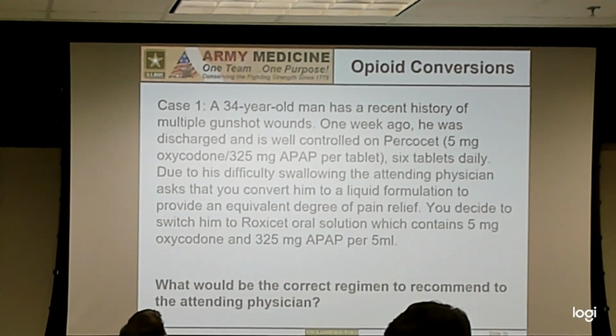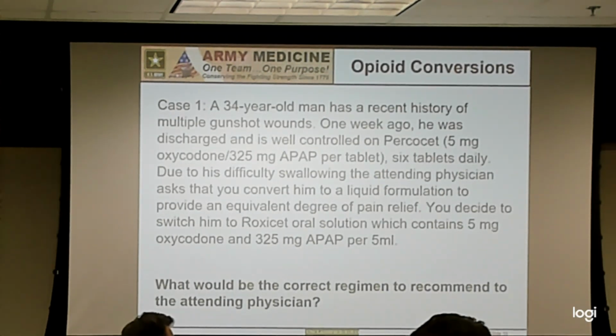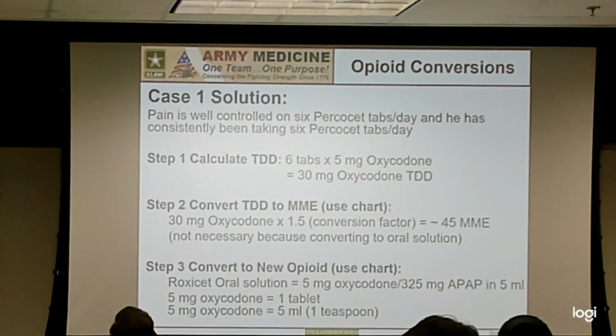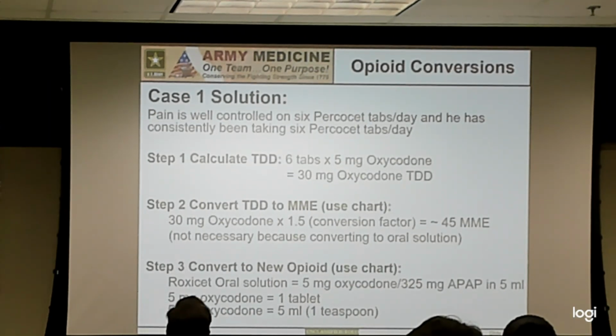Okay, this is another case very similar to what we just did. I can let y'all sit on it, and if you have questions, you can come to me, but I'm going to go to the solution on how it works and what you would need to do. This patient is taking 6 Percocet a day, and the oxycodone portion of it was 5 milligrams, so 6 times 5 is 30. That's their total daily dose.